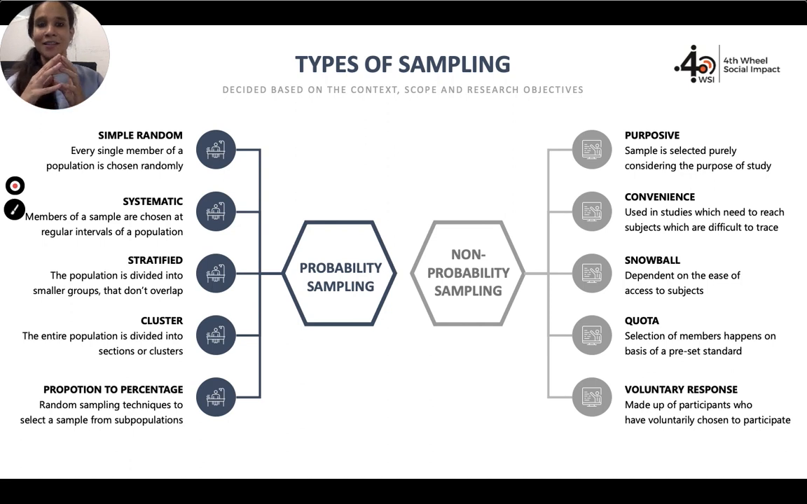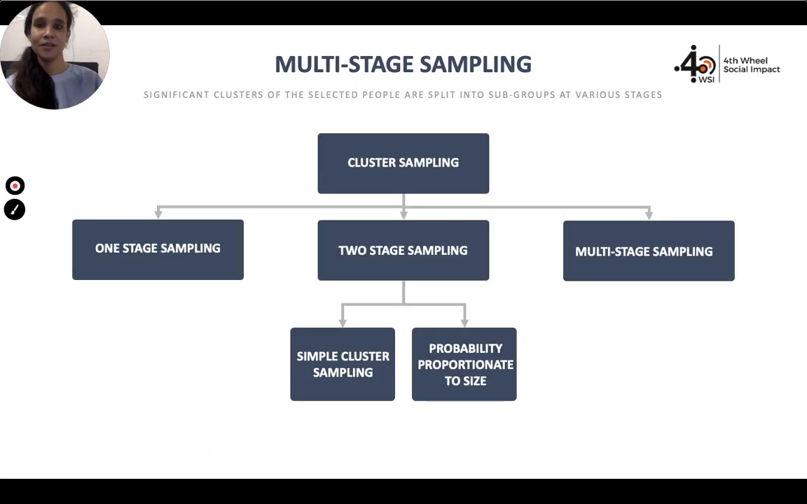So this is just giving you an overview of the kinds of sampling, but you will have to understand these different methods, because based on your context, scope, and research objectives, you would need to use some of these methods to identify your sample size and your sample and your respondent profiles.